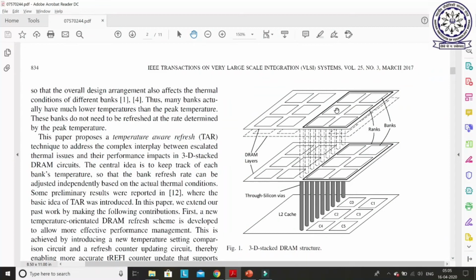So based on the temperature of the bank, the retention time, or refresh period, of that particular bank will be decided. This is their main idea. Everything else written in this paper will be easily understandable.